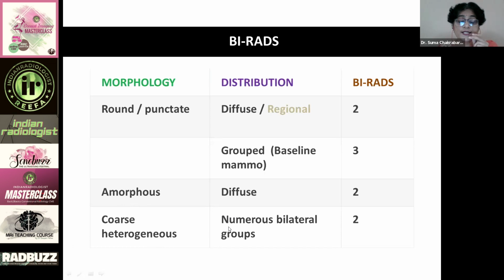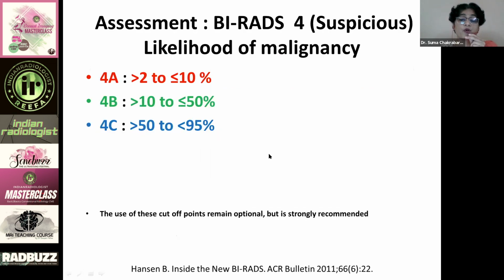Then we have amorphous, diffuse distribution of amorphous calcification, especially if it's bilateral, is always BIRADS 2. With coarse heterogeneous, if you see lots and lots of little groups of coarse heterogeneous calcifications in both breasts, they tend to be within multiple fibroadenomas or within multiple areas of fibrosis or stromal sclerosis, and they are benign as well. So the only calcifications in the suspicious category which are benign are round punctate diffuse, also regional, amorphous diffuse, and coarse heterogeneous numerous bilateral groups. The only three is round punctate groups.